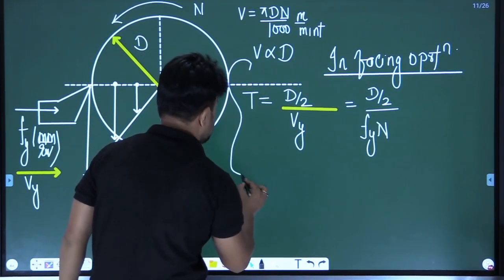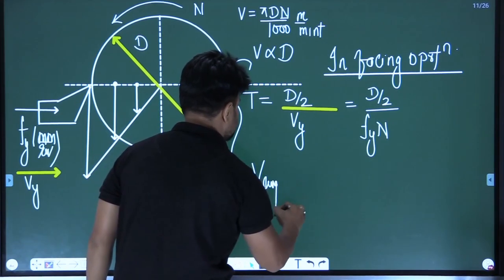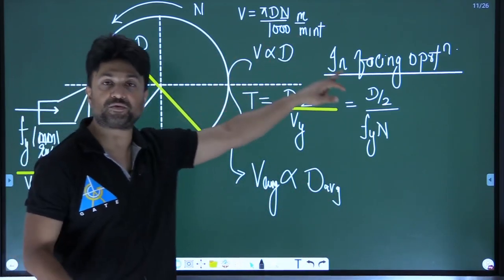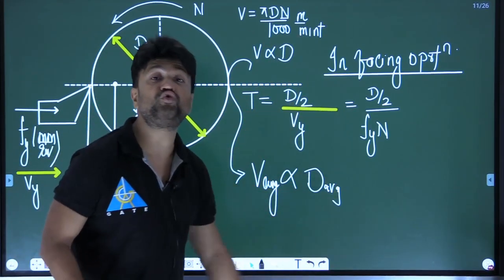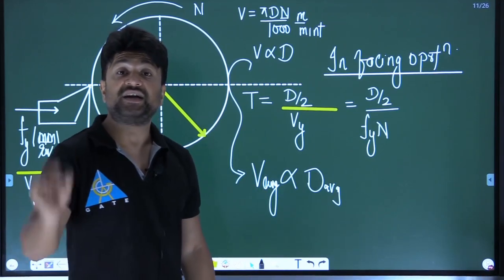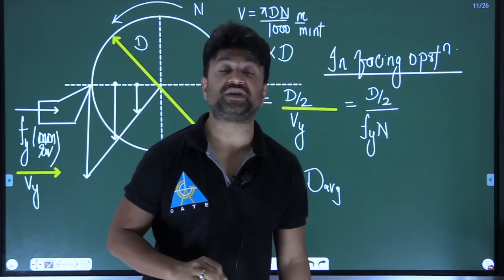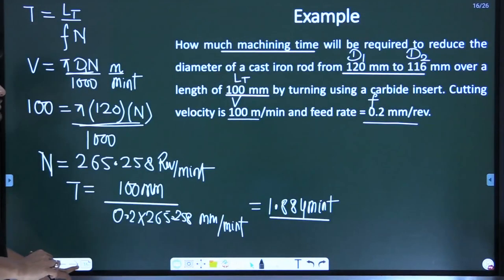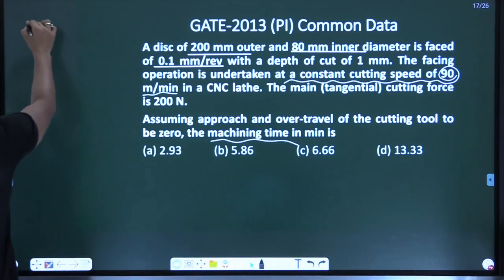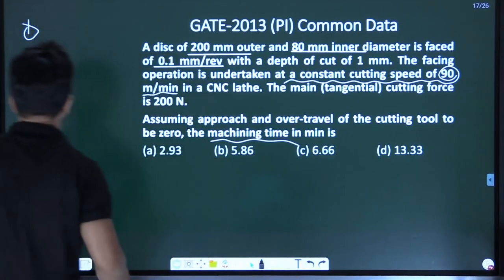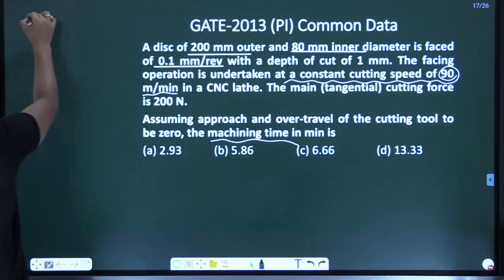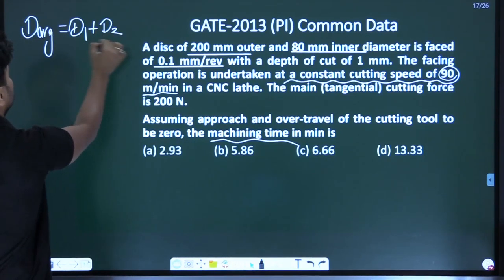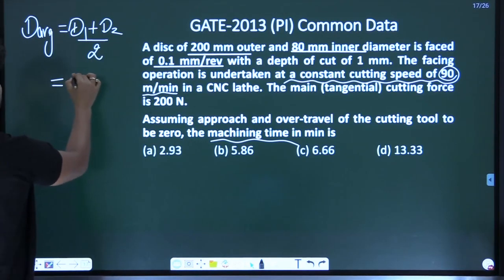So, it is obvious that if you are talking about the V average concept, then since V is directly proportional to D, you have to take the D average, the diameter on which the machining is going to take place. So, what will be the D average, my dear? D average is very simple: D1 plus D2, up to where the machining will take place.